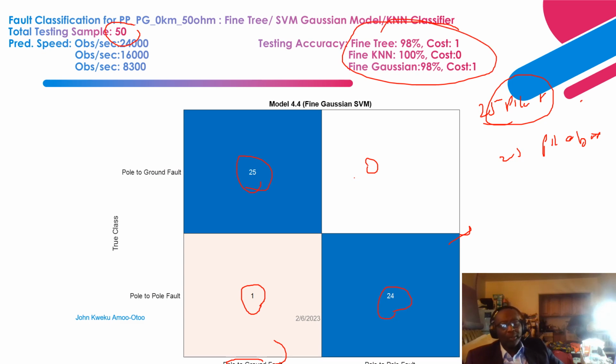So that translates into the high percentages that you see for this accuracy class. And remember, I made mention that the most important is your prediction speed for that data. As you can see over here, 24,000 objects per second. That is very high. So that itself helps us to lean on either fine tree or fine KNN as the best classifier.